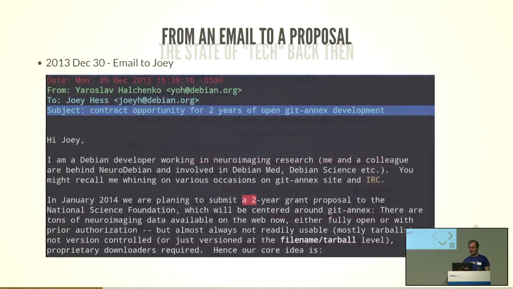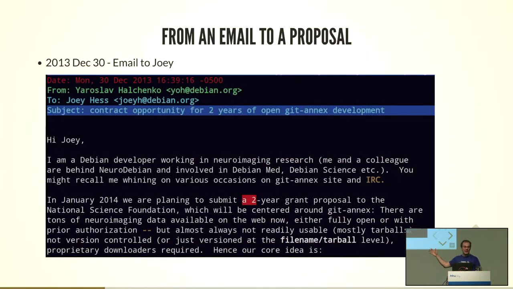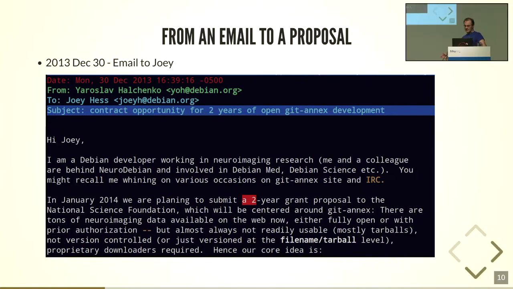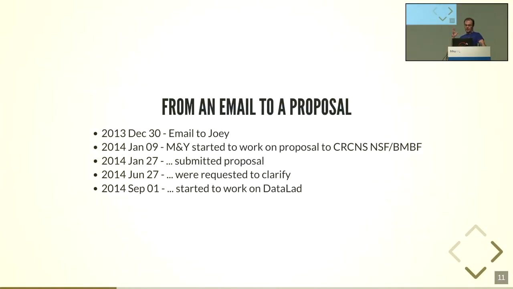So, back in 2013, I wrote Joey an email, which was pretty much: do you want to work on federal funds? And through some discussion, we agreed that it's a good idea, right? So we filed a proposal. We started to work on the proposal with Michael in January, and then we submitted it. In June, July, we got some feedback, and in September, we started to work on DataLad. It was quite amazing for us that it was our first grant proposal, which got funded, and we became PIs leading that project. So it was really great.